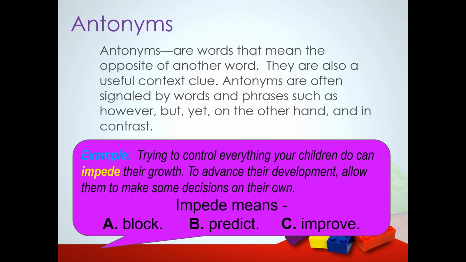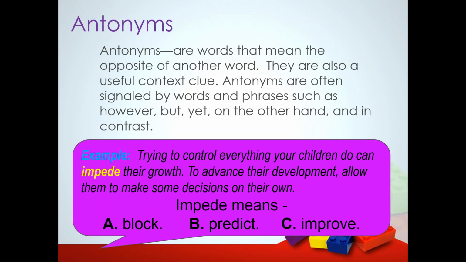So antonyms are words that mean the opposite of another word. They're also useful context clues. Antonyms are often signaled by words and phrases such as however, but, yet, and on the other hand. So this is some great information that you could include on an anchor chart in the classroom. So I might have these different types of definitions on an anchor chart in the classroom with some examples so that my kids could refer to it as much as they need to.